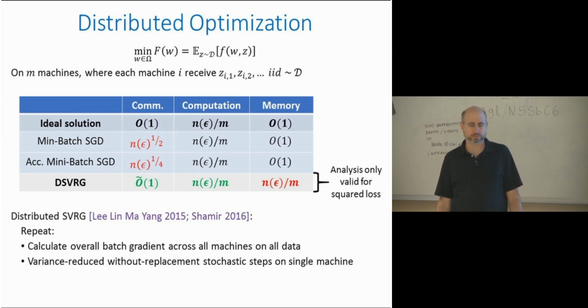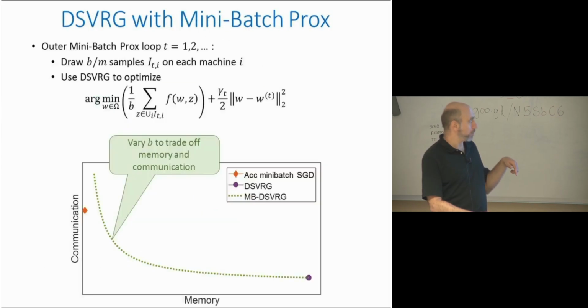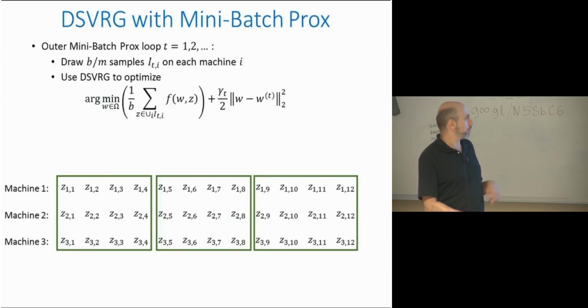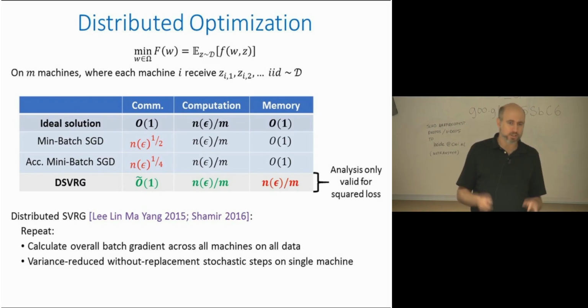Maybe I missed this. How do you compute the implicit update? For the distributed optimization, using distributed SVRG, which I did not describe. So take it, we have a method that does distributed optimization well, but requires storing the entire data set.